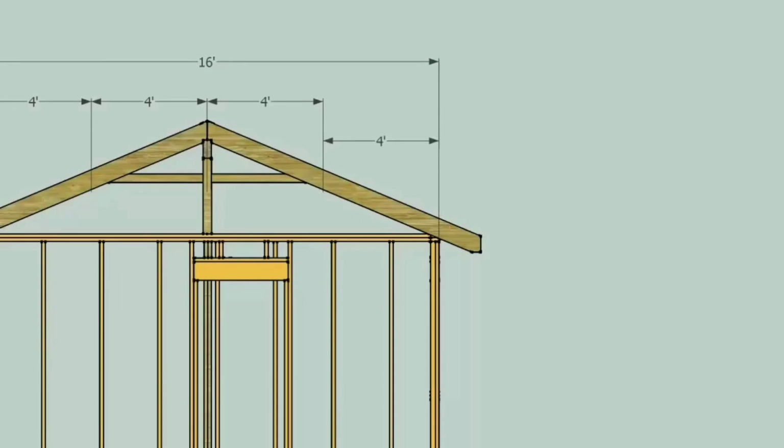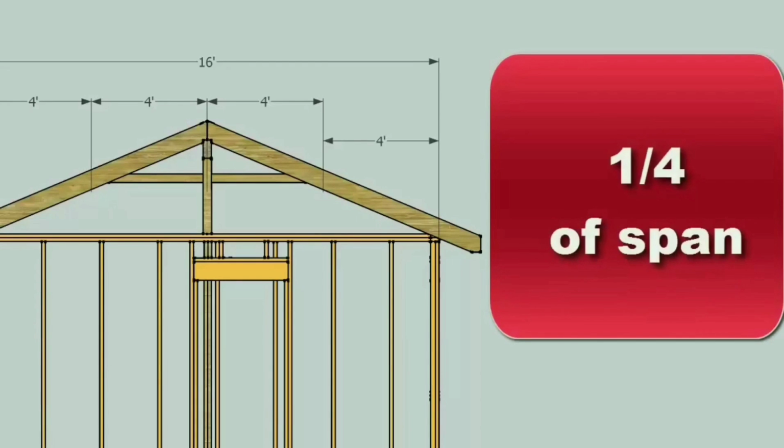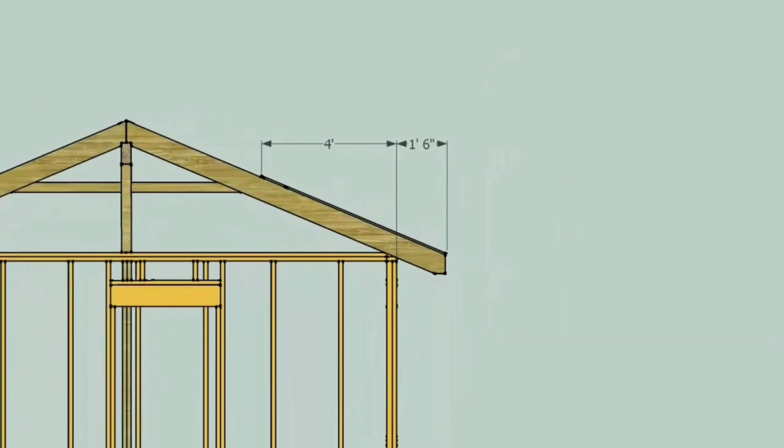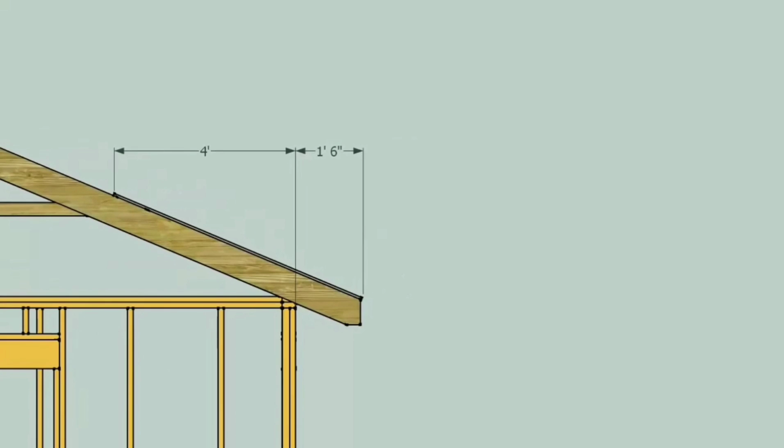Measure horizontally from halfway between the ridge and the wall to the exterior wall. We noticed before that it's 1/4 of the width from outside wall to outside wall, and in this case, 1/4 of the length equals 4 feet. But what about the eave overhang? What about the portion of the rafter outside of the wall? Well, we need to include it because it rests on the wall as well.